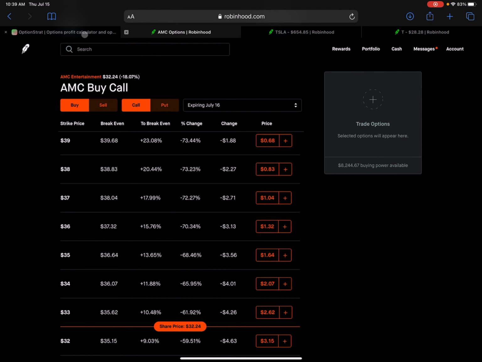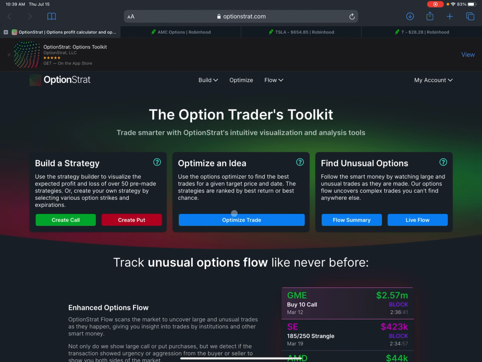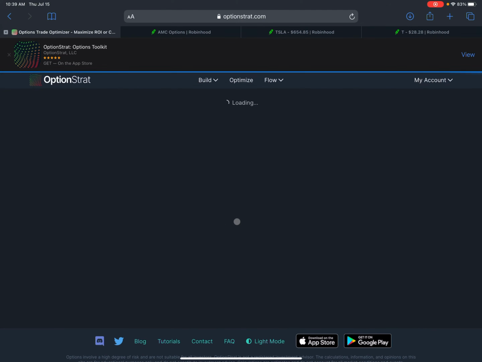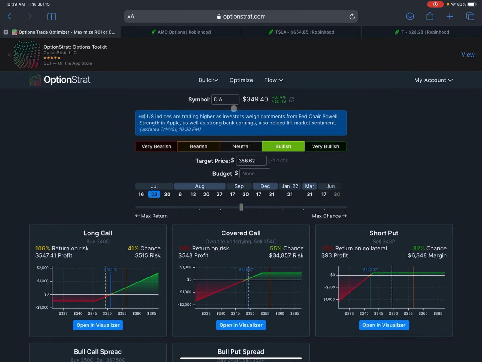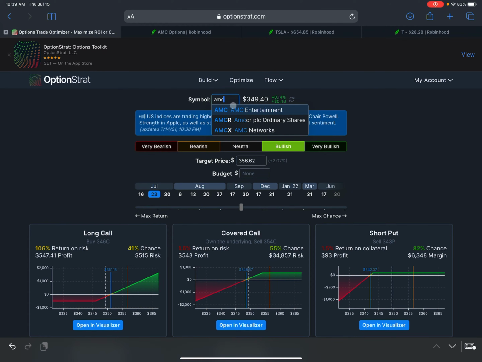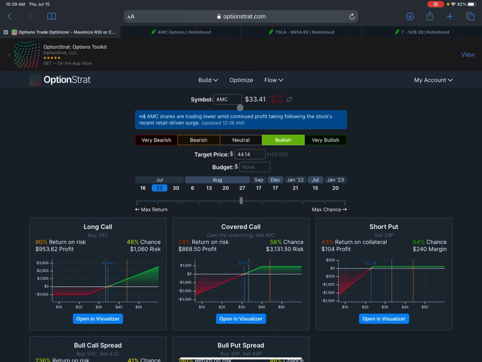Okay, so going back into OptionStrat, let's say I'm bearish on the AMC stock. So you can go to optimize trade. You would first type in the stock ticker, AMC, and it'll pull up the price and the latest movement in the stock. So it was down 15% yesterday. And then you can identify if you are very bearish, neutral, bullish, or very bullish. Let's say you don't think AMC is going to go down to like $10, but you do think it's going to keep going down.